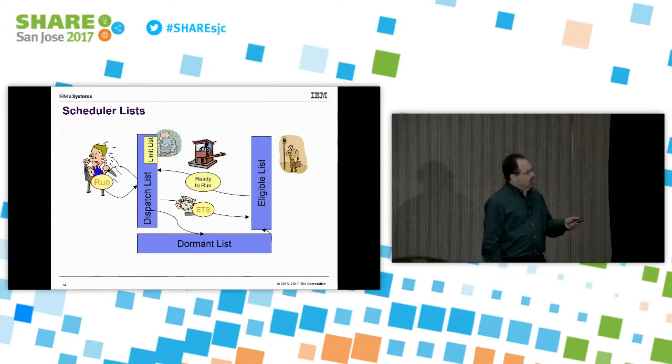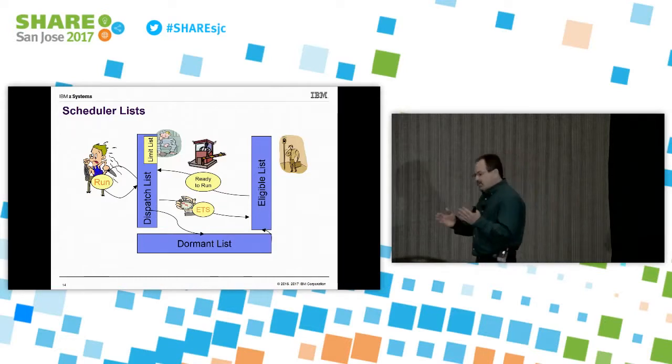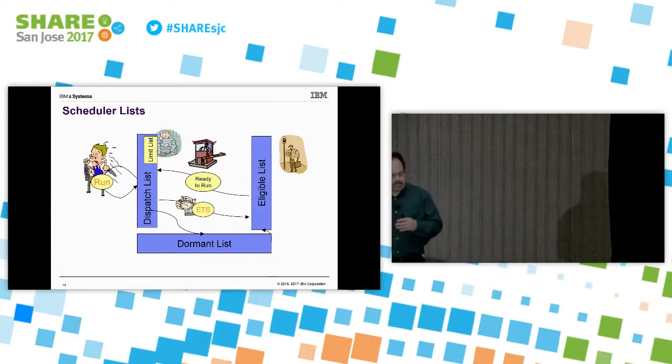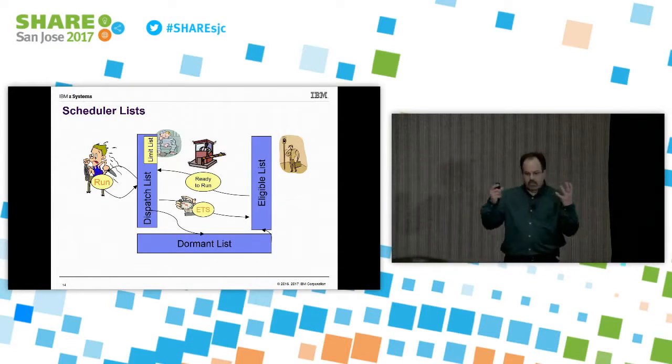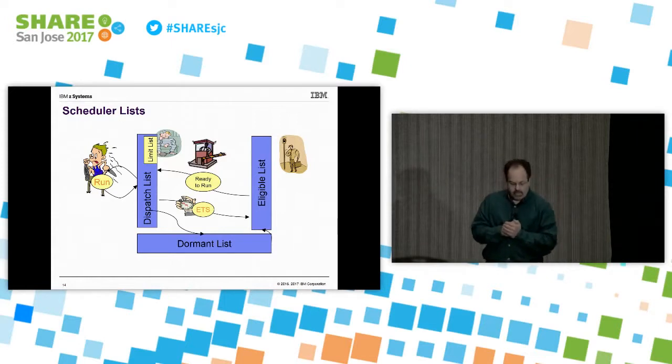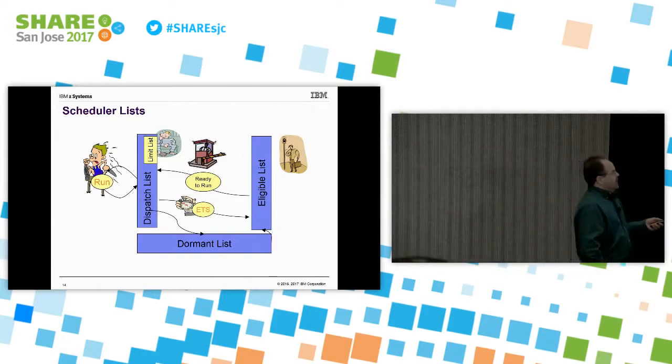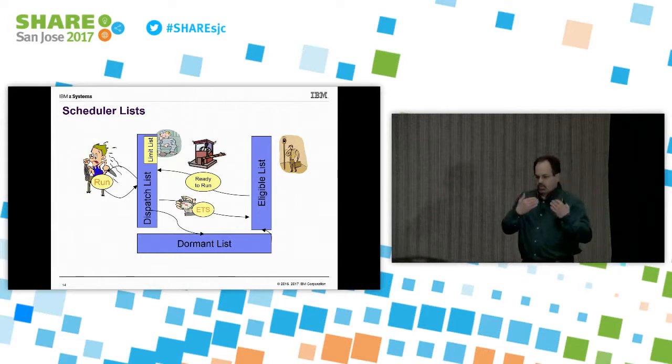And then you used to manage to make sure not too many things got put into the dispatch list from the eligible list, to avoid overuse of resources. You set the SRM, a load buff and store buff. So that was kind of managed how much work was put into the dispatch list at any point in time.